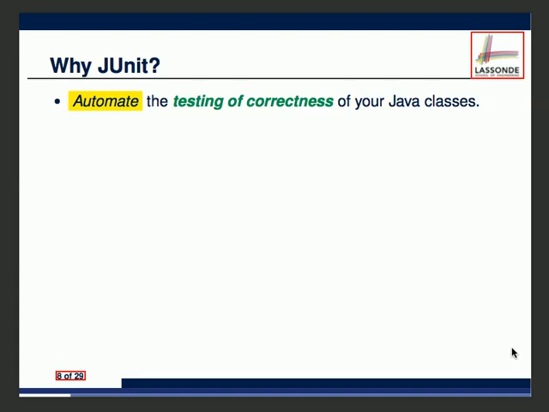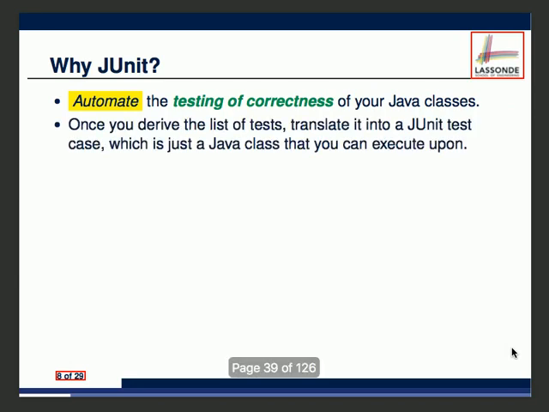So now we want to automate the testing of correctness, and correctness here depends on how many test cases you have got. Once you have got the test cases, like the diagram I drew, you can translate them into JUnit. I'll show you how you can do it. It's very easy. Let's just go through some concepts.